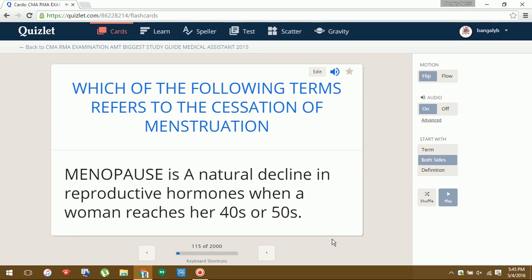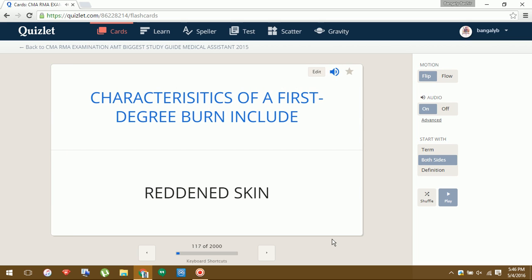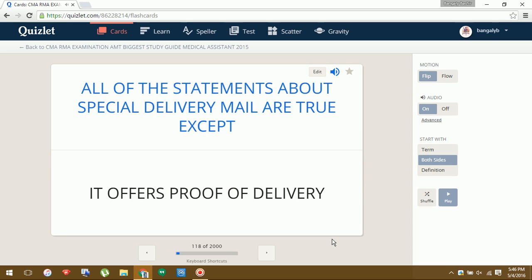Which of the following terms refers to the cessation of menstruation? Menopause is a natural decline in reproductive hormones when a woman reaches her 40s or 50s. Notations on envelopes such as special delivery or certified would be typed directly below the stamp. Characteristics of a first-degree burn include reddened skin. All of the statements about special delivery mail are true except it offers proof of delivery.